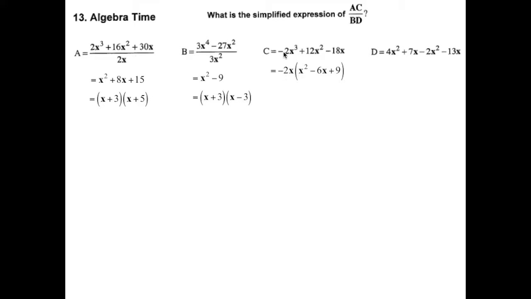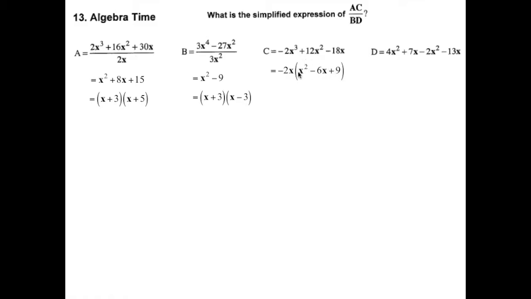And when I do that, negative 2x cubed divided by negative 2x leaves me with x squared. 12x squared divided by negative 2x, so 12 divided by negative 2 is negative 6. X squared divided by x is x. And then negative 18x divided by negative 2x. The negative 18 divided by negative 2 is positive 9. X divided by x is 1. So we end up with x squared minus 6x plus 9.